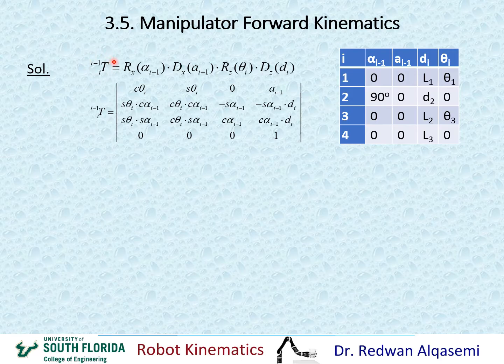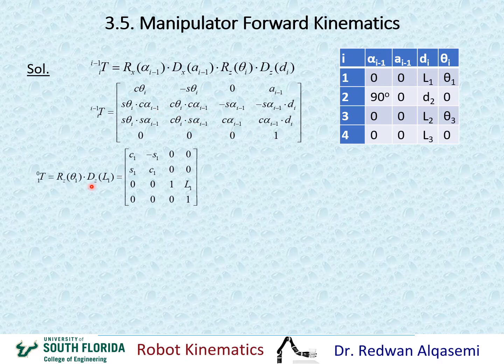Okay. Or if it's easier, I can just go ahead and substitute directly here. I already know that alpha 0 is 0, so everywhere that I have alpha, I can substitute by 0. And the a here is 0, so every time I have an a, I substitute by 0. And d1 here is L1, so every time I have d1, I substitute by L1. And then theta 1 would be variable, so I can leave it here as a variable.